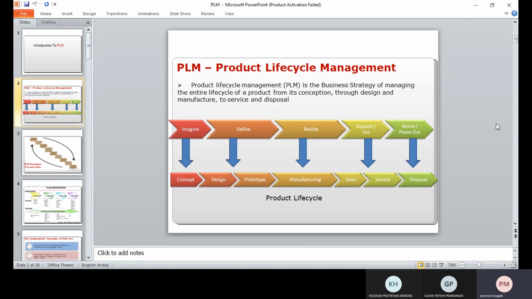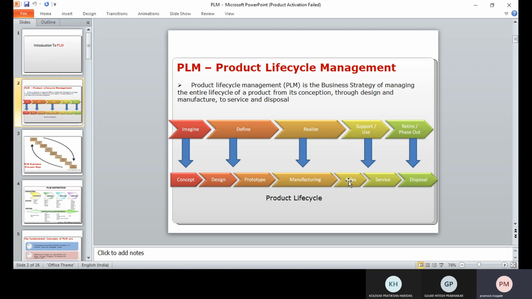Now here you can see these are the processes which we can manage, or rather the requirements for development. First, a concept will not be created directly; imagination is required. After imagination, we have to do the design. After that, we make the prototype, then the manufacturing. After that, it goes for sales. The service feedback we have to take, and then disposal. Disposal means a decline phase; it will not be used. So everywhere, this will be the process.